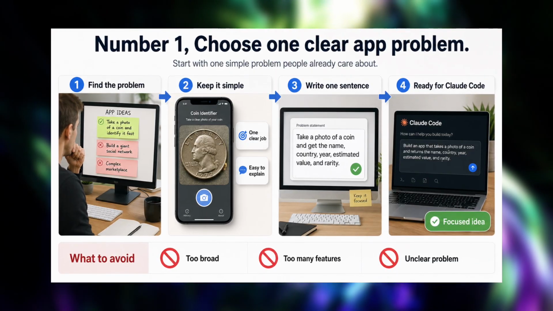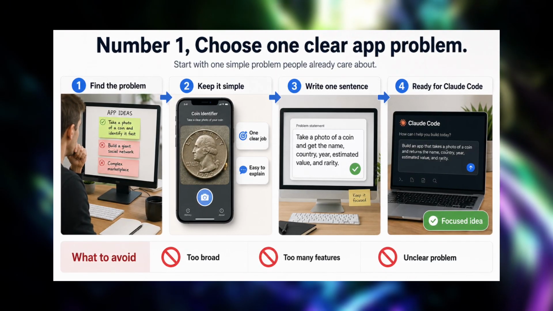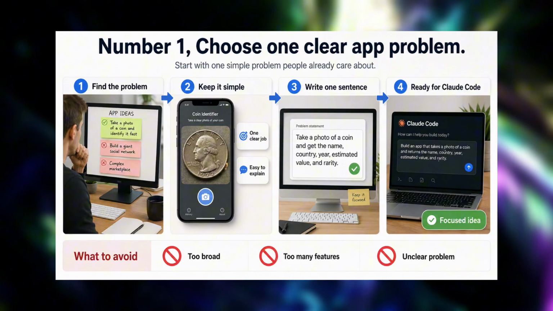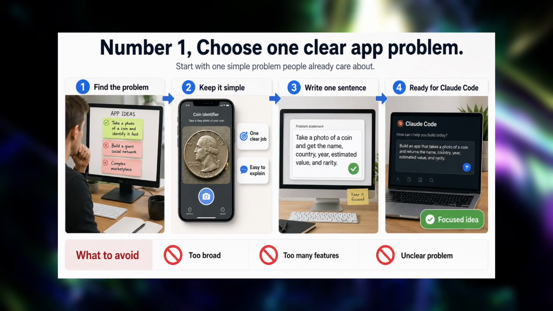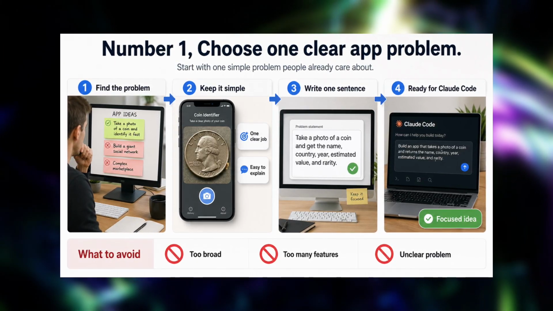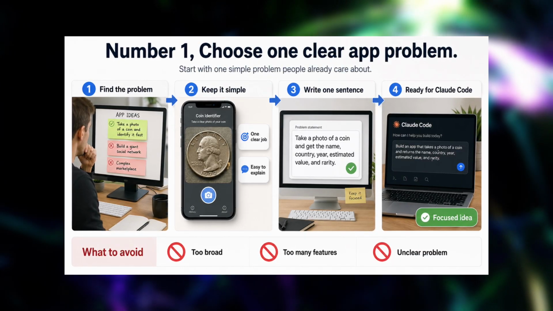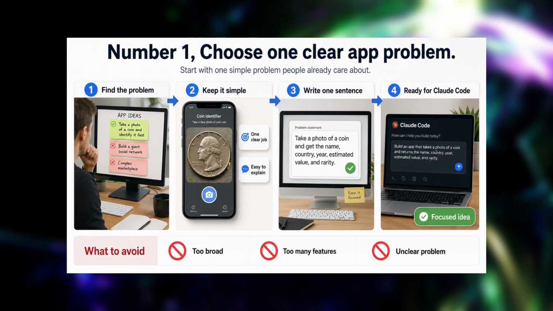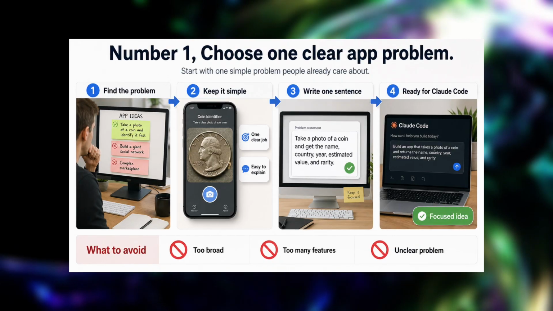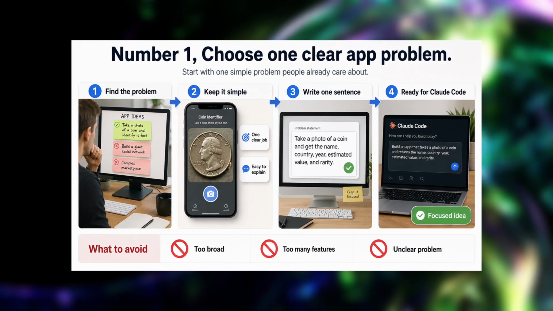The first check is simple. Can you explain the app in one sentence? For example, take a photo of a coin and get the name, country, year, estimated value, and rarity. If the answer is yes, the idea is ready for Claude Code. If the answer is unclear, the app will become messy before you even build the first screen.